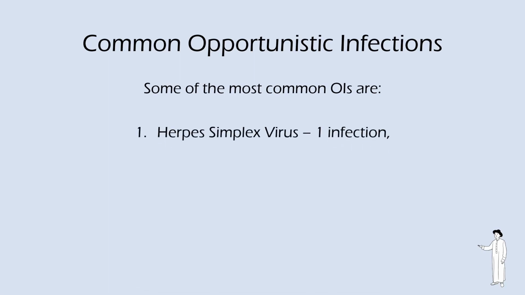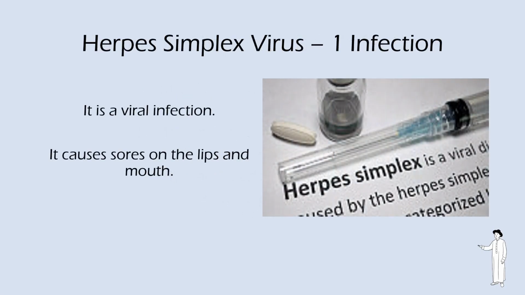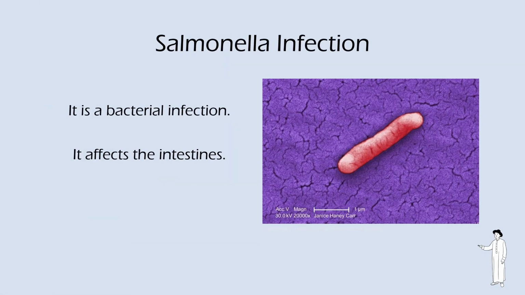Herpes simplex virus, Salmonella infection, candidiasis infection, and toxoplasmosis. Herpes simplex virus one infection is a viral infection. It causes sores on the lips and mouth. Salmonella infection is a bacterial infection. It affects the intestines.